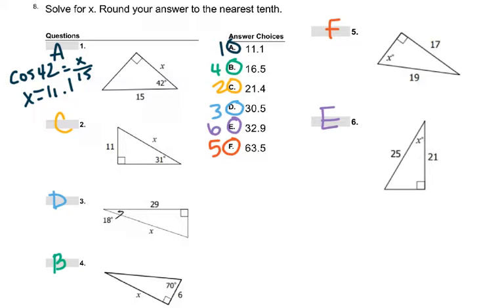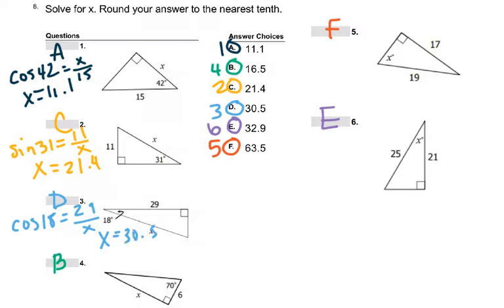Alright, for number 2, I would set that one up as the sine of 31 equals 11 over x. Multiply both sides by x, then divide by sine 31. I get x is equal to 21.4. For the third one, I would set it up cosine 18 equals 29 over x. Multiply both sides by x, then divide by cosine 18. I get 30.5. For number 4, I would have to use the tangent of 70 equals x over 6. Multiply both sides by 6. I get x is 16.5.